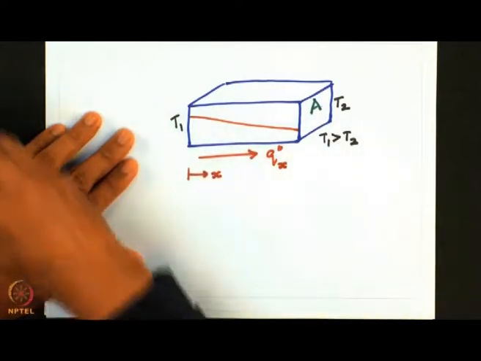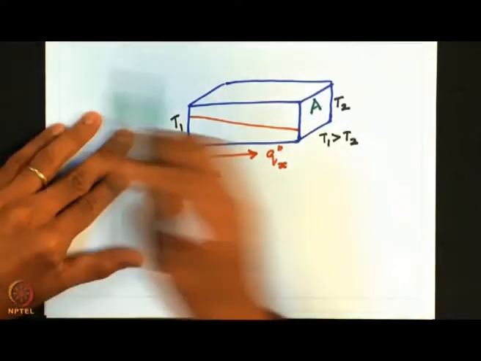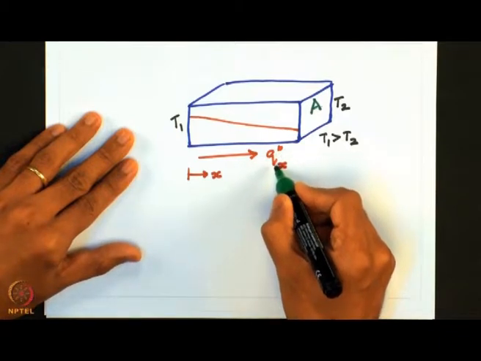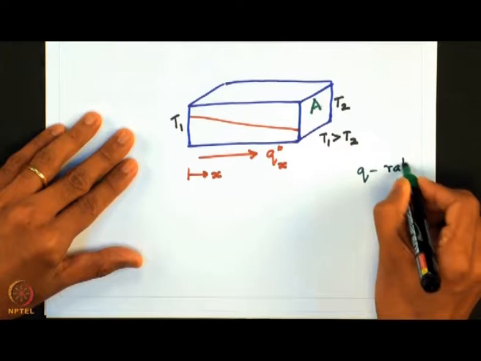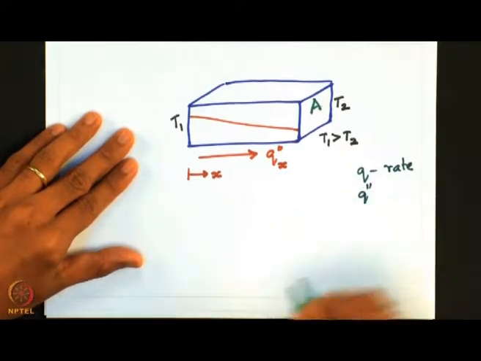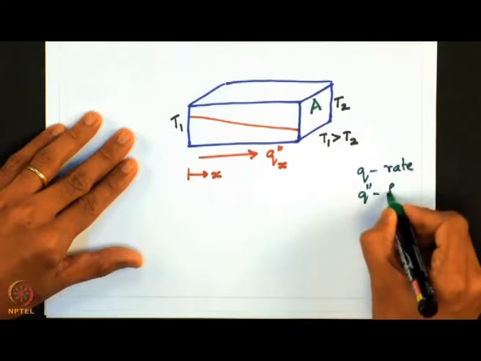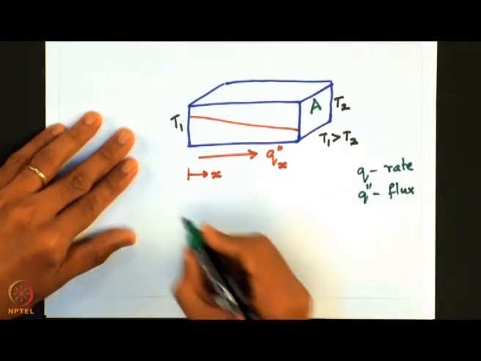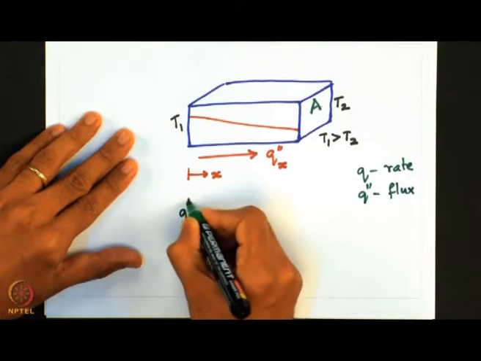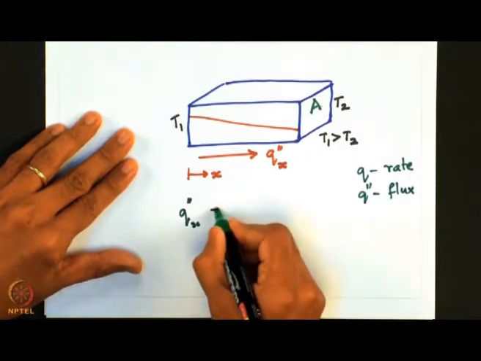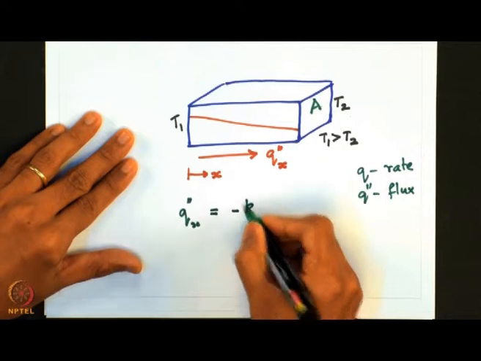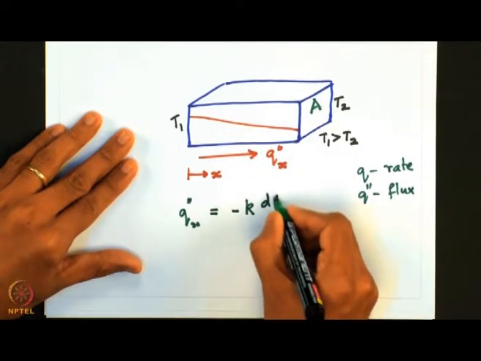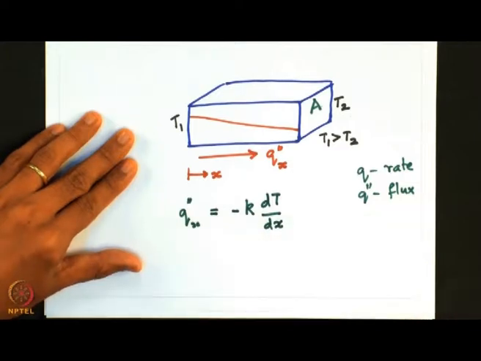And so henceforth in this course, the quantity Q with a double prime superscript we will usually refer to as flux. Q without a superscript would be rate, and Q with a double prime superscript would be referred to as flux. So, Fourier's law says that the flux of heat transport in the x direction for this case is given by minus k, which is the conductivity of the slab, times the temperature gradient in that direction.